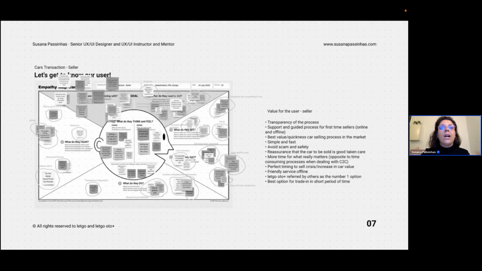In this case, the seller. I want to sell my car, right? All of these details don't matter so much here, but they want transparency of the process. They want to trust where they are selling the car, that the car is well taken care of, and so on. So everybody in the workshop was doing this together, and as we summarized, everybody had the same idea of who the user is, who the seller is, and their needs.